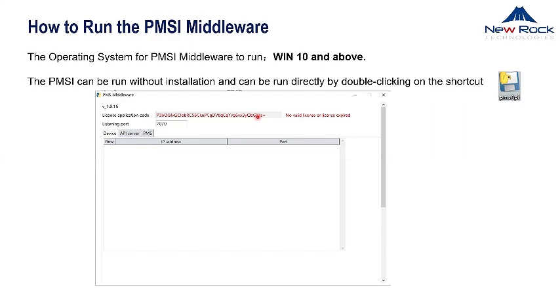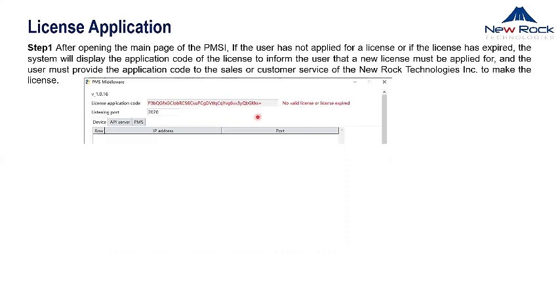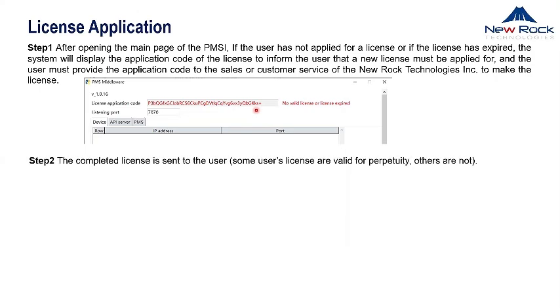In the next slide, I'll be showing you the license application. After opening that, you need to copy this one and send that to our team, to sales or customer service, who will provide you a license file that you need to put in the same folder as where you run the license.